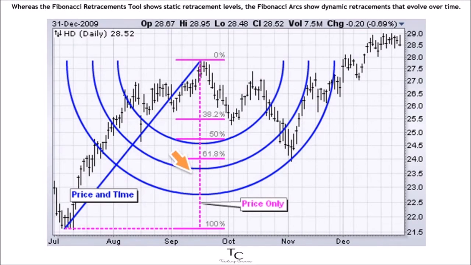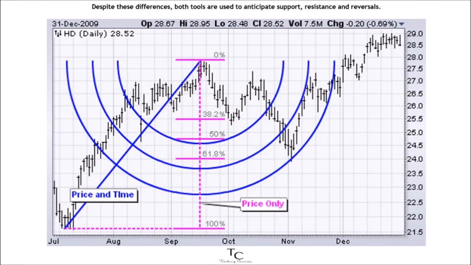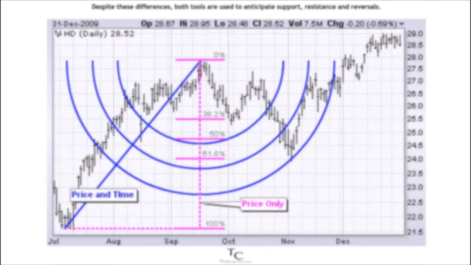Whereas the Fibonacci Retracements Tool shows static retracement levels, the Fibonacci arcs show dynamic retracements that evolve over time. Fibonacci arcs drawn after a decline slowly work their way lower, which denotes falling resistance zones. Fibonacci arcs drawn after an advance slowly work their way higher, which denotes rising support zones. Despite these differences, both tools are used to anticipate support, resistance and reversals.